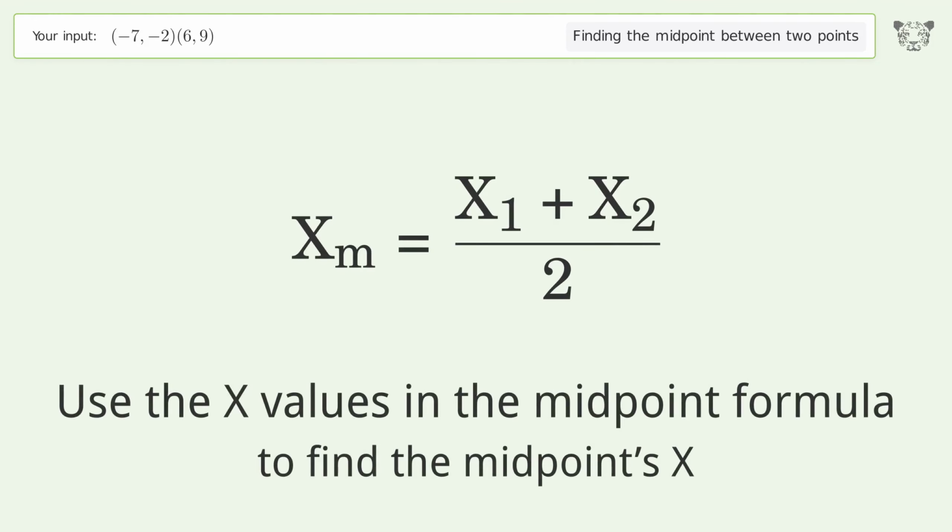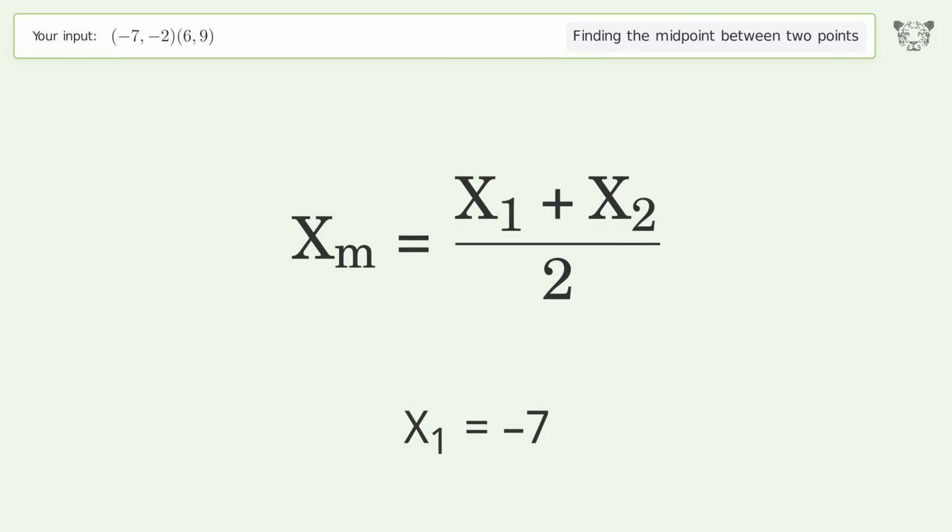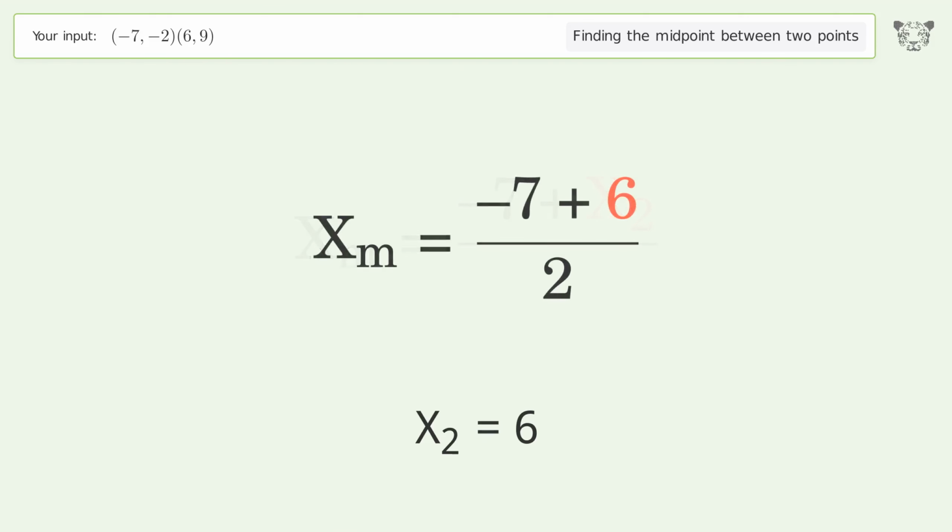Use the x values in the midpoint formula to find the midpoint's x. x1 equals negative 7. x2 equals 6. Simplify the arithmetic.